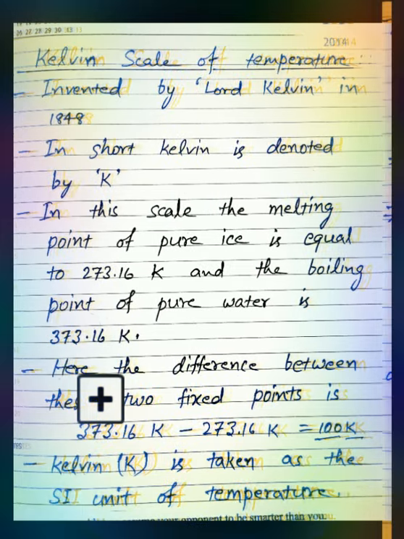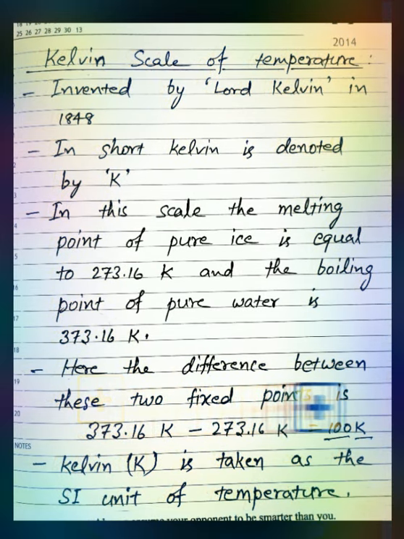Here also the difference between the two fixed points is equal to 100 Kelvin, which is similar to that of the Celsius scale. Kelvin is taken as the SI unit of temperature. So the SI unit of temperature is Kelvin.